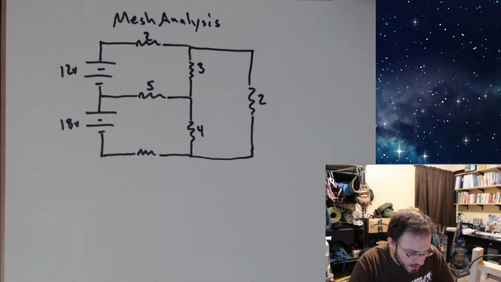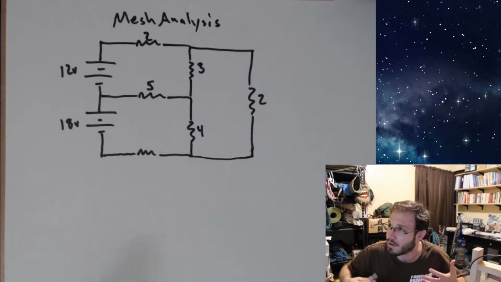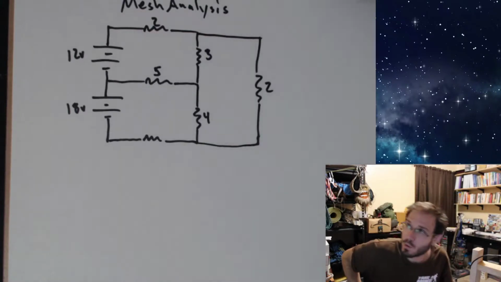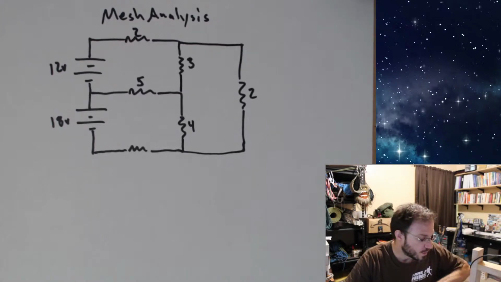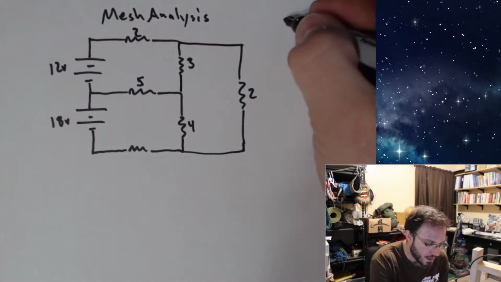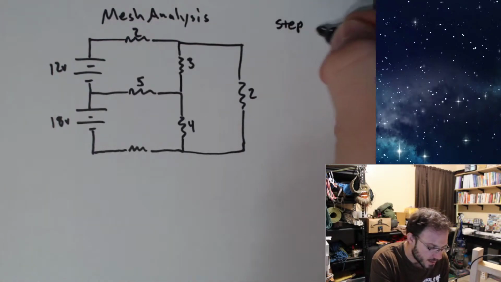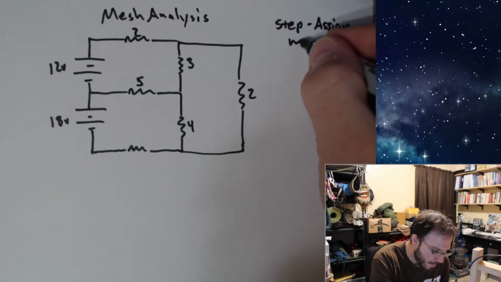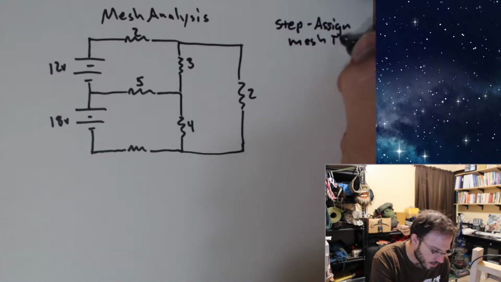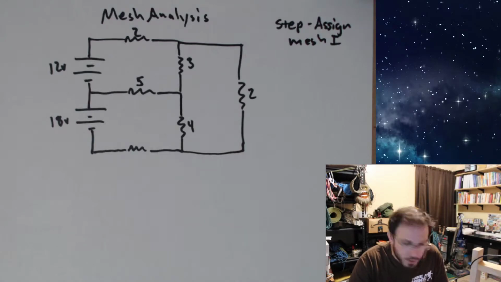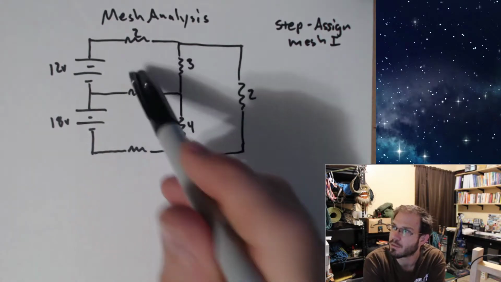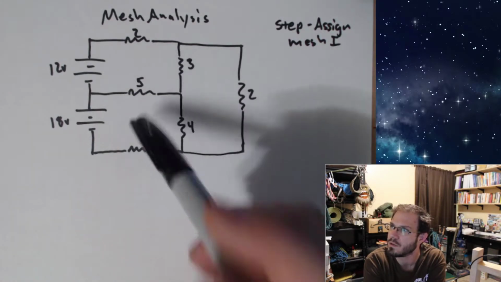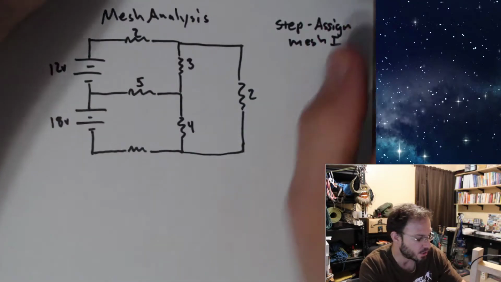Okay, and so being a procedural, very programmatic, very formulaic way of solving these circuits, we'll go through and run through those steps. Step 1, assign mesh currents. Okay, so looking at this circuit here, I see 3 of these so-called windows. So I will have 3 mesh currents.